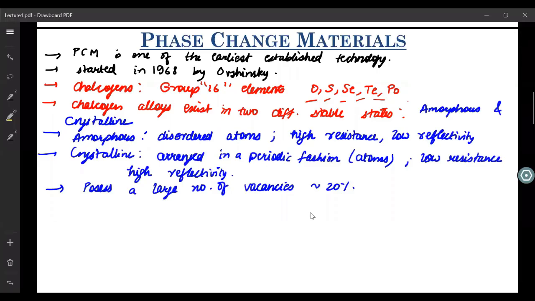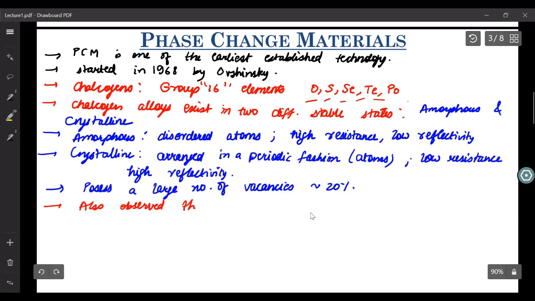On top of this, Ovshinsky also observed two interesting phenomena. So let me write that as well. Ovshinsky also observed that these chalcogen alloys exhibit two different but interesting switching behaviors.